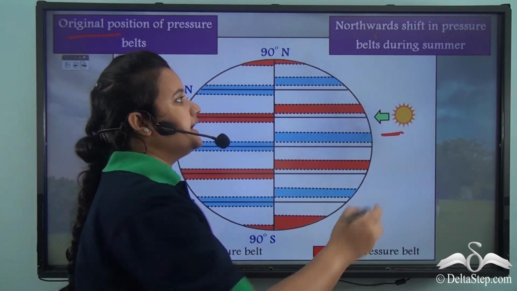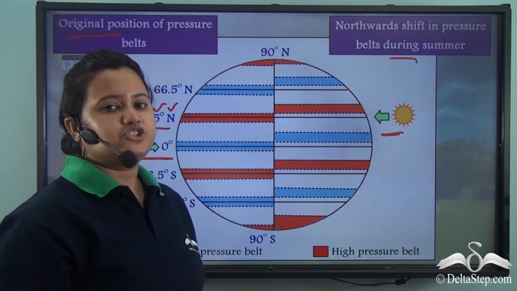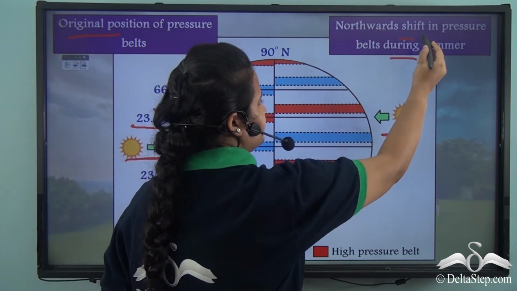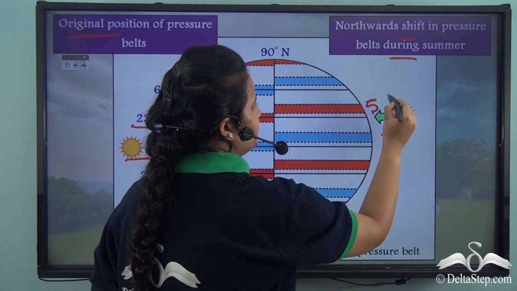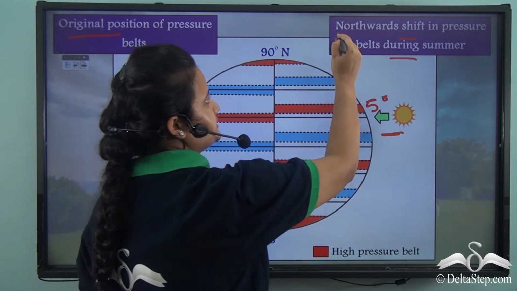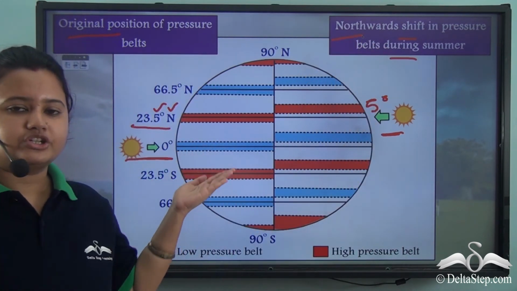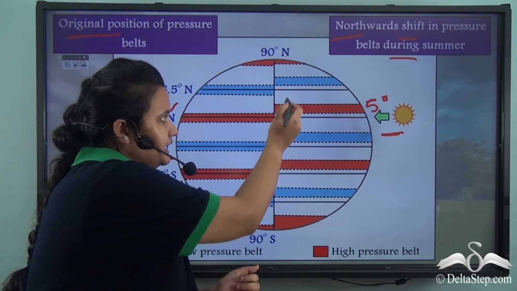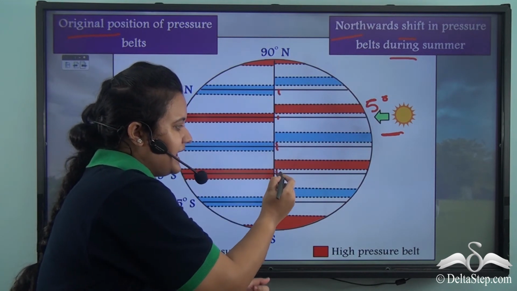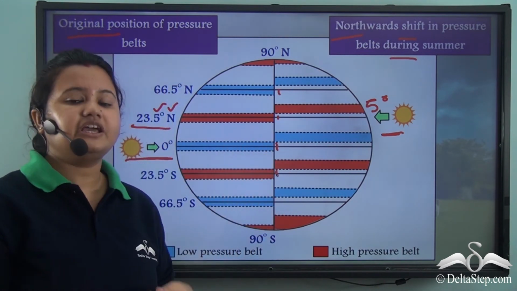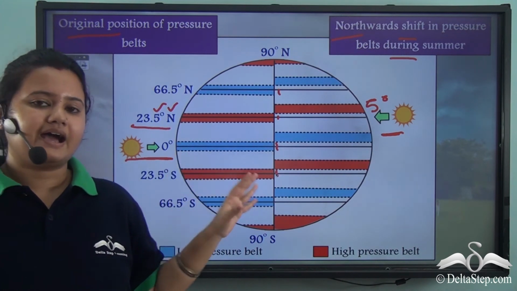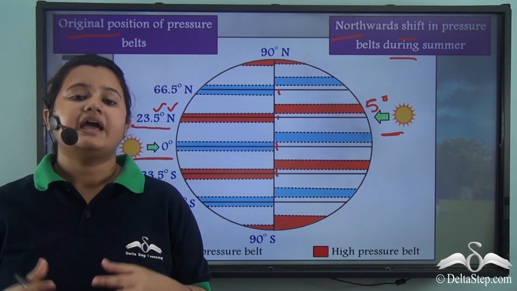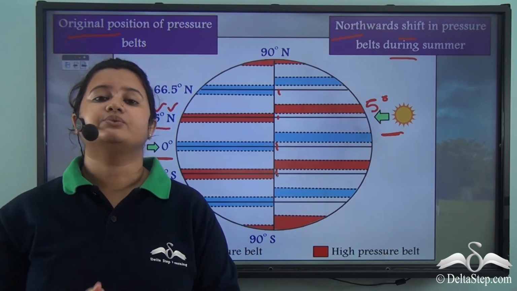So during summer, the pressure belts shift 5 degrees northwards from their original position. See, each of the pressure belts have shifted 5 degrees northwards, and this happens during summer. Let us see what happens during winter.